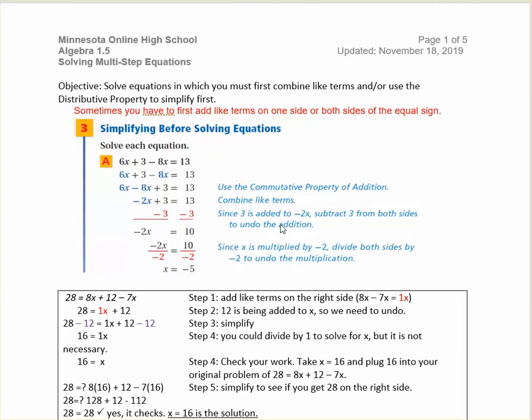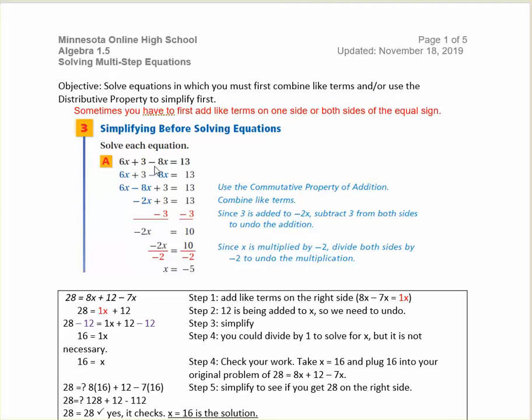In this video, we are going to talk about solving multi-step equations. So we are going to solve equations where we must first combine like terms or use the distributive property in order to solve the equation. So there are some examples. The first one shows that you must combine like terms first, so 6x minus 8x.